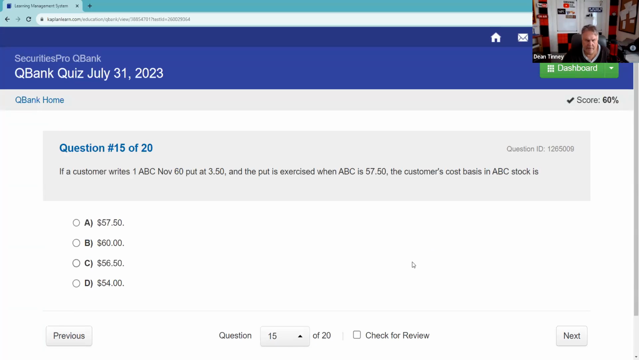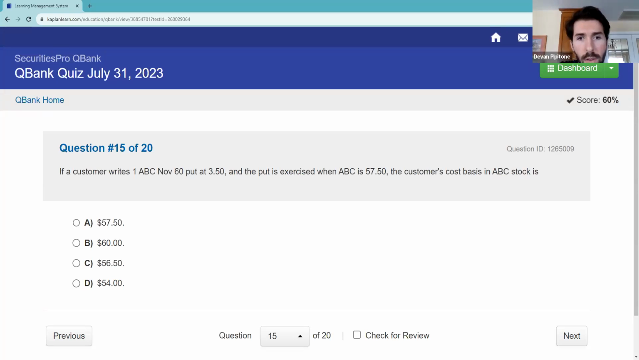A customer writes 1 ABC 60 put. The put is exercised. The customer's cost basis in the stock is... The cost basis in the stock. So it would be B, 60, it's a put, let's say 3.50 in.